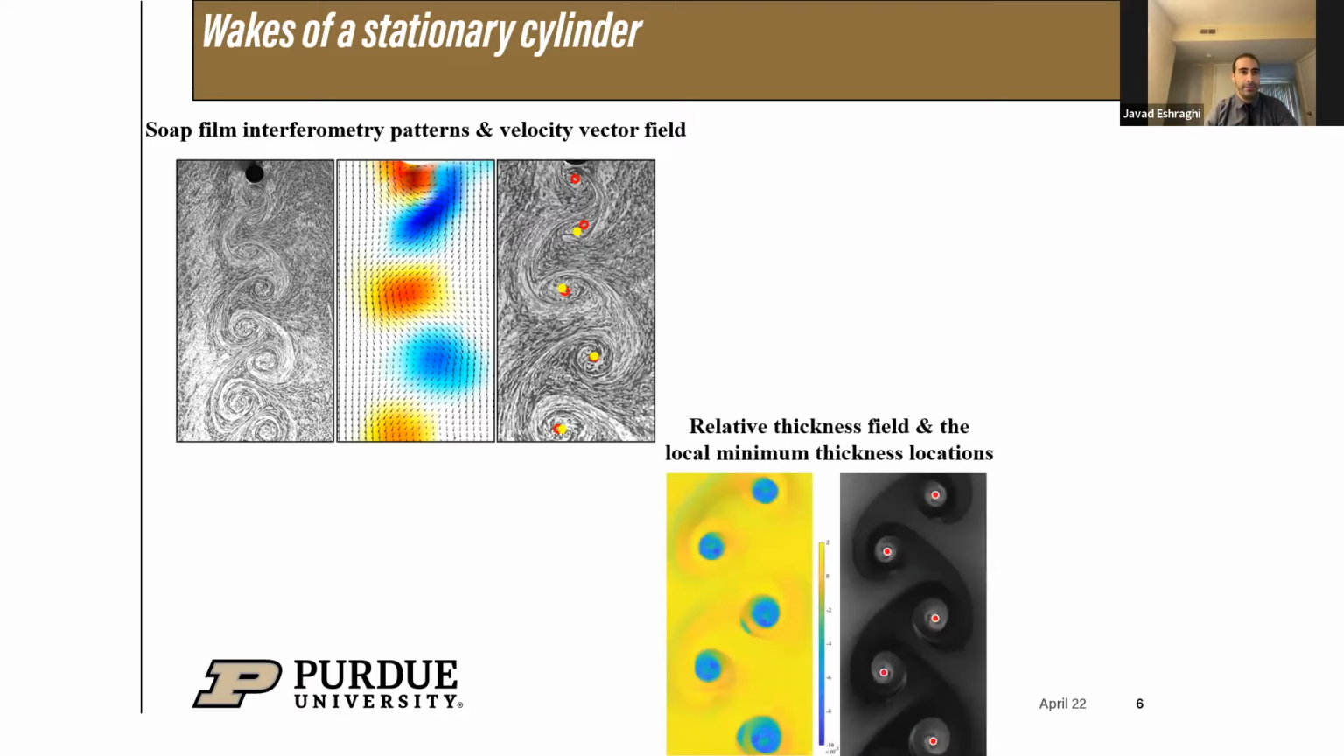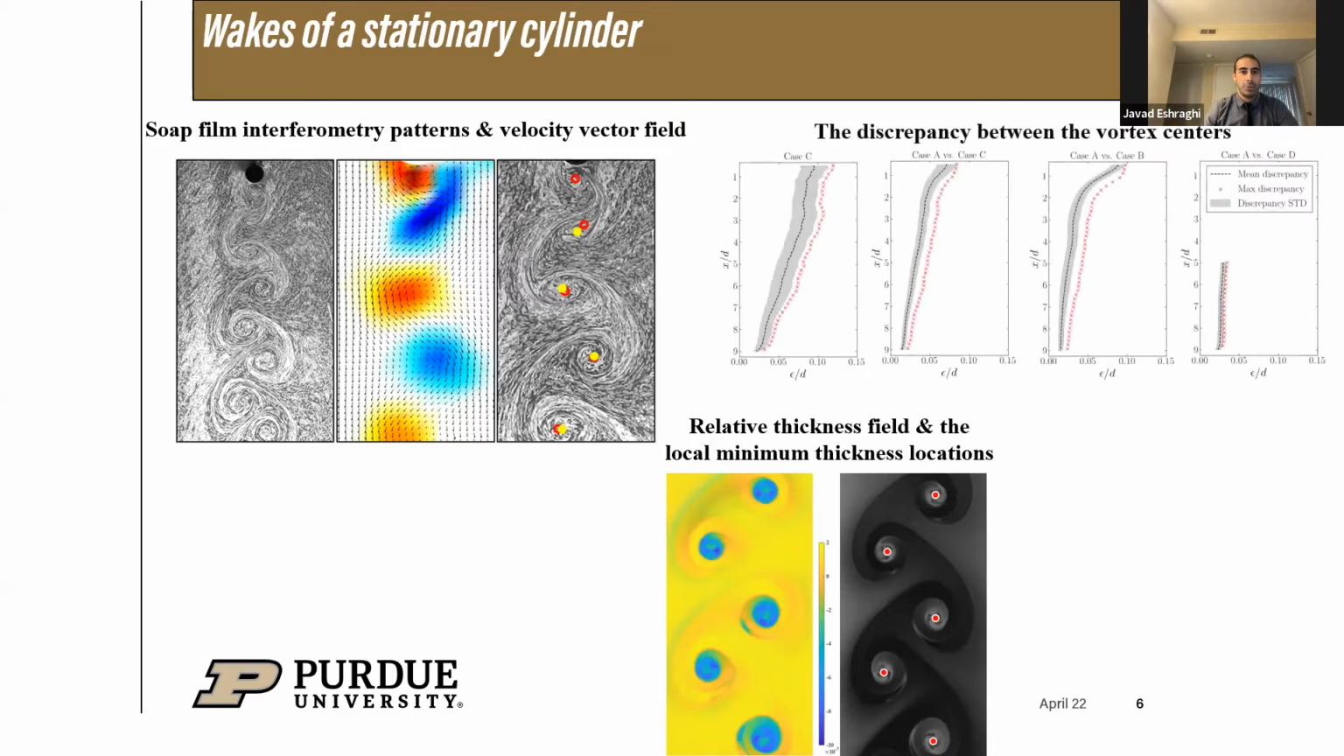And next, we can review the correlation of the relative film thickness obtained from BOS and the interferograms qualitatively. Vortex cores in the cylinder wake appeared as low thickness zones. The red markers on the interferogram are the local, it's hard to see, but they are the local minimum thickness of the film. And to quantify the error, we find the discrepancy between vortex cores obtained from different techniques in these plots that does not show any significant difference.